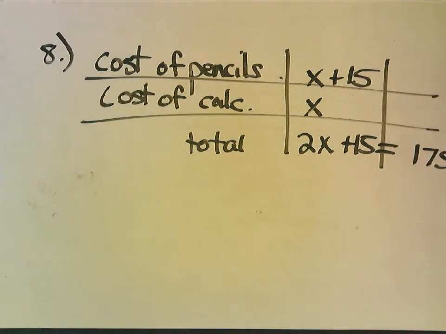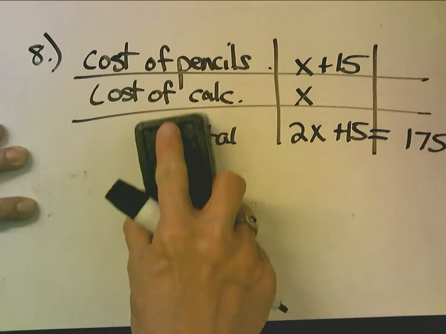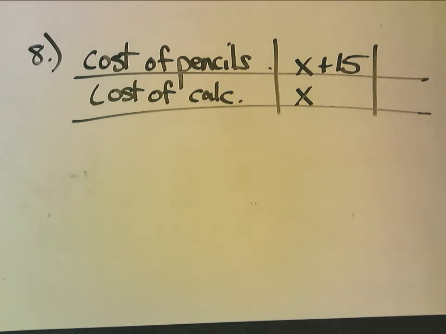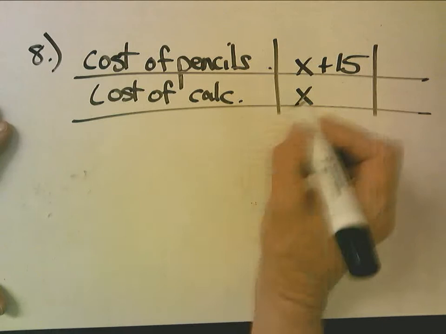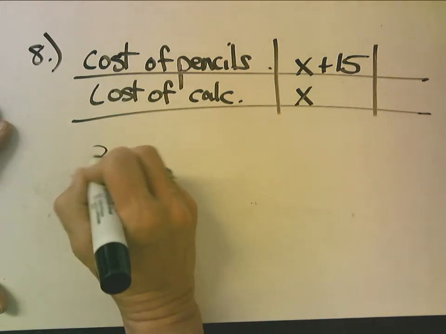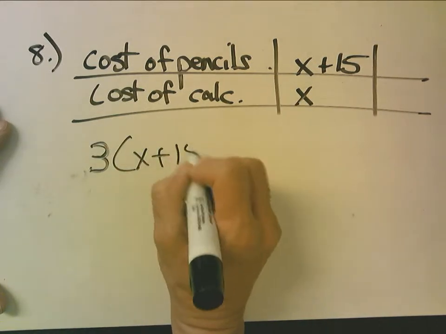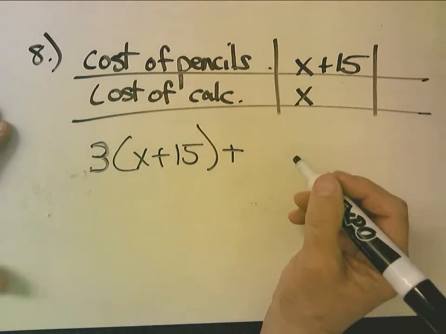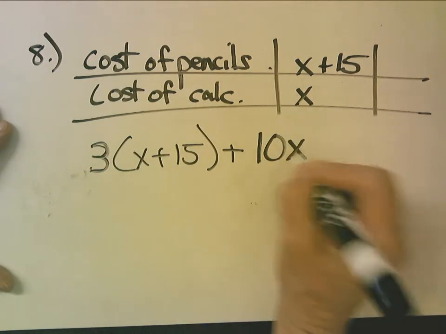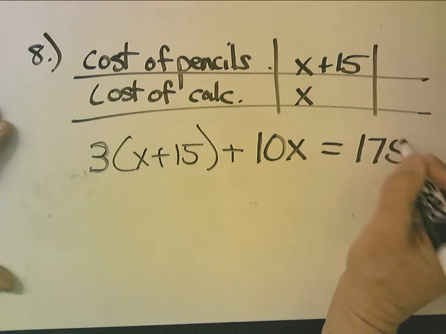And I realized right away I did something wrong, because it does not talk about the total. So I was wrong in doing that. So let's go back to what the problem says. It tells me the total is 175. But it tells me I bought 3 pencil sharpeners. So 3 pencil sharpeners would cost 3 times x plus 15. But I also bought 10 calculators, which would be 10x, and that equals 175.